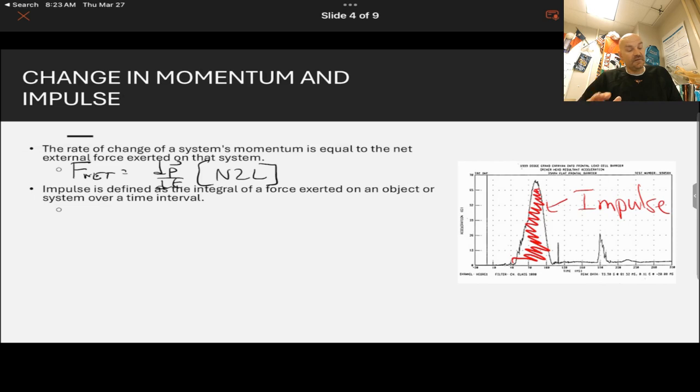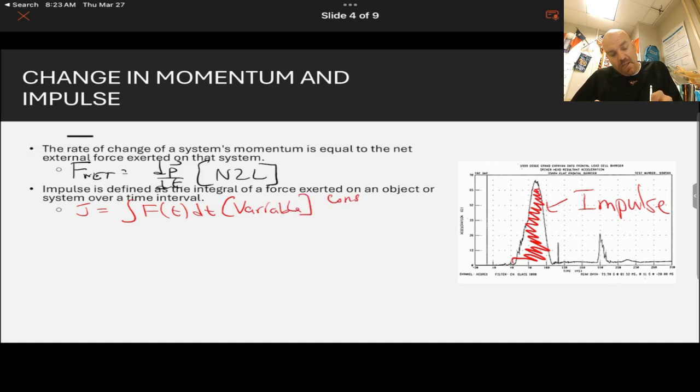So impulse is simply defined as the integral of a force exerted on an object or system over a time interval. So J is equal to the integral of F of t dt. Now, this is for a variable force. If the force is constant, J is just simply F delta t, okay? So again, the difference between Physics 1 and Physics C is whether the force is variable or constant. If it's constant, it's the stuff from Physics 1. If it's variable, it's the stuff from Physics C.